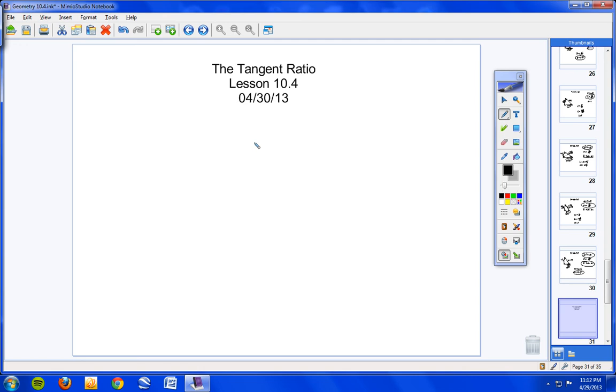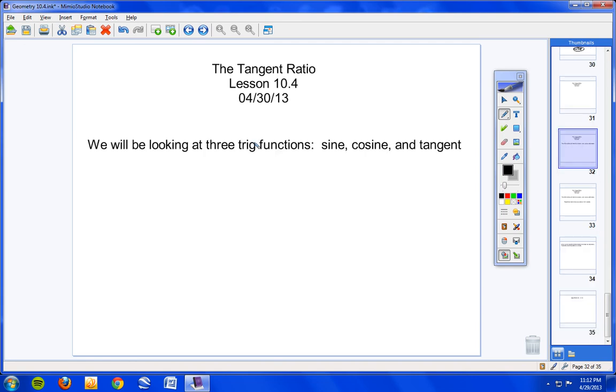Now, I'd like you to write some sentences down, all right? So here we go. Please copy this in your notes. We'll be looking at 3 trig functions in this chapter: sine, cosine, and tangent. The abbreviation for sine, by the way, looks like sin. It's S-I-N, and that simply means sine. The abbreviation for cosine looks like cos, C-O-S. And the abbreviation for tangent looks like tan, like the color tan, T-A-N. And those are abbreviations for sine, cosine, and tangent, okay?